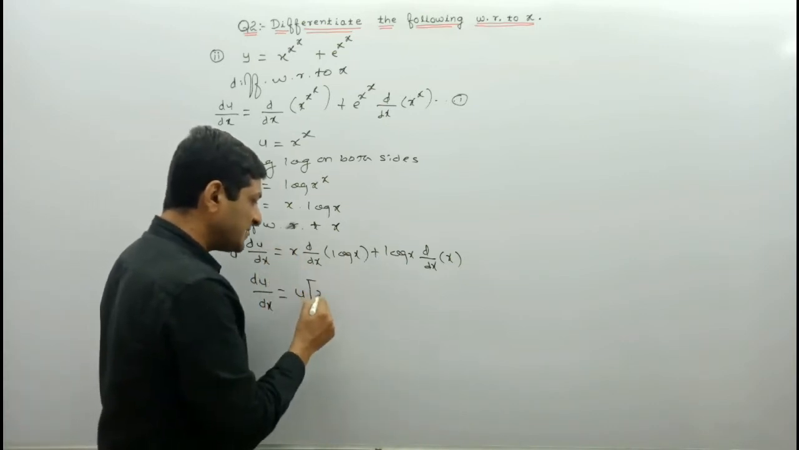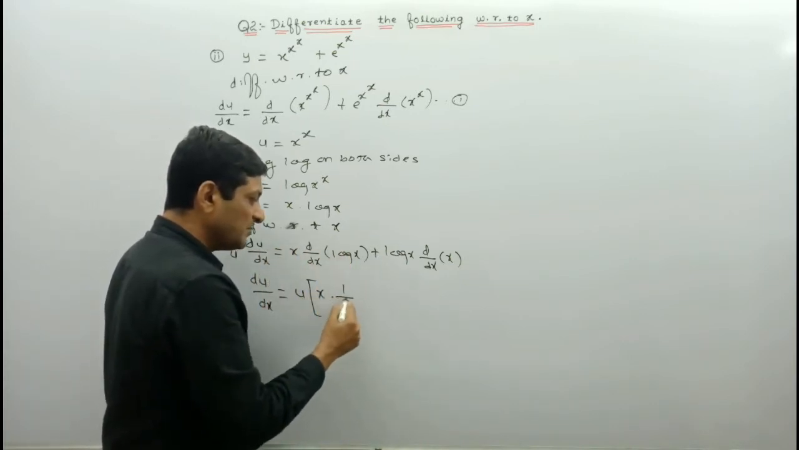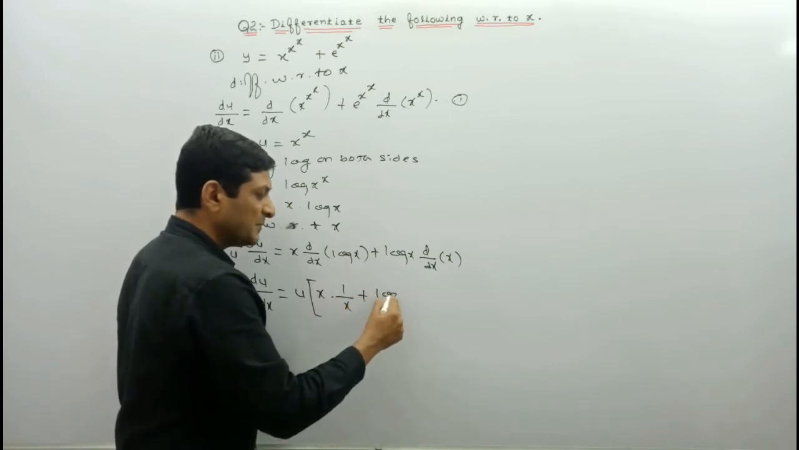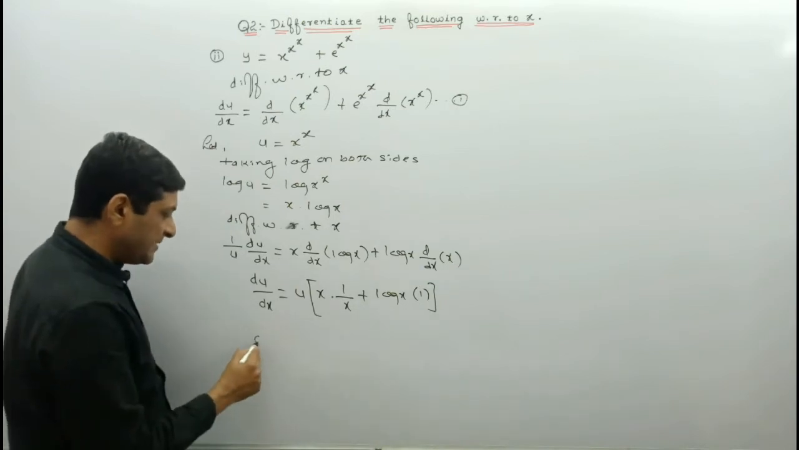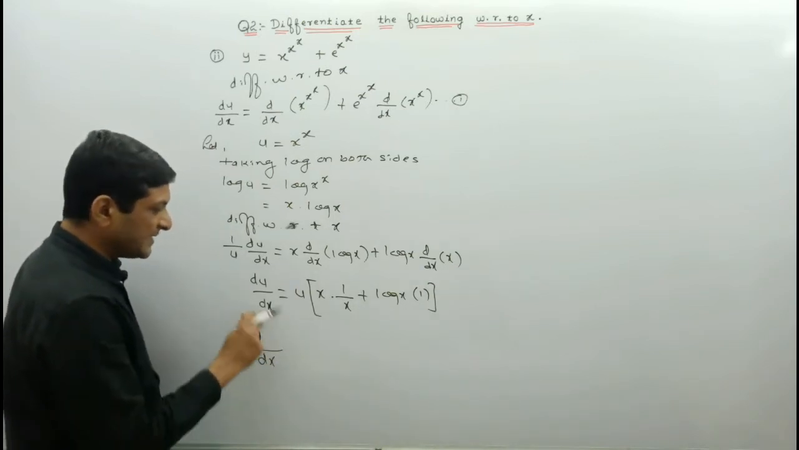So here x, keep it as it is. Derivative of log x will be equal to 1 by x. Log x, keep it as it is, and derivative of x will be equals to 1. So d by dx, keep it as it is. Just I am replacing u by its value.